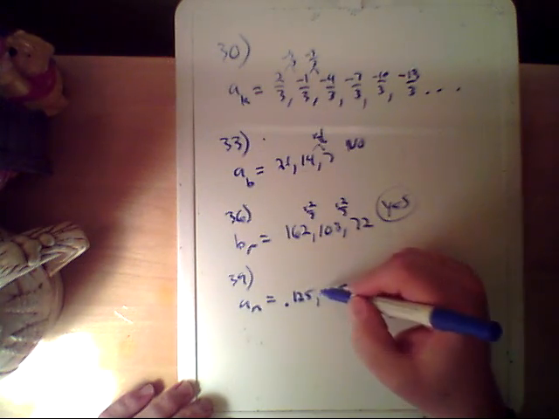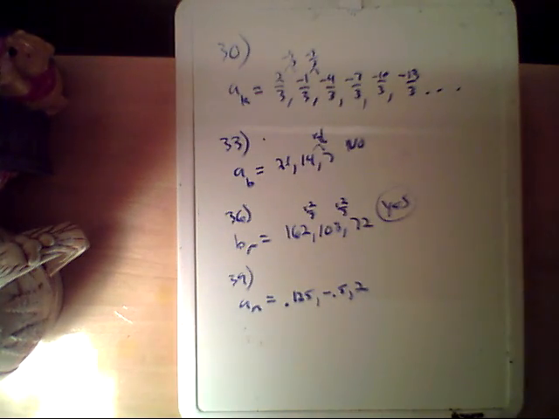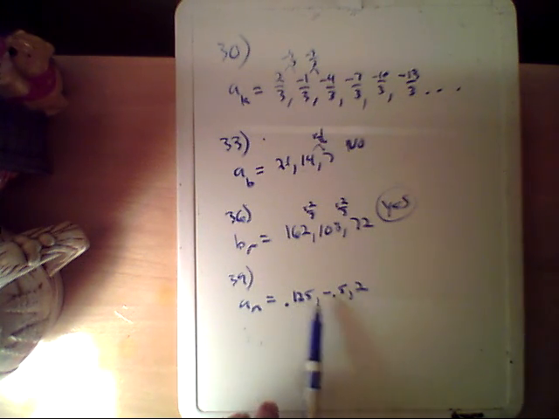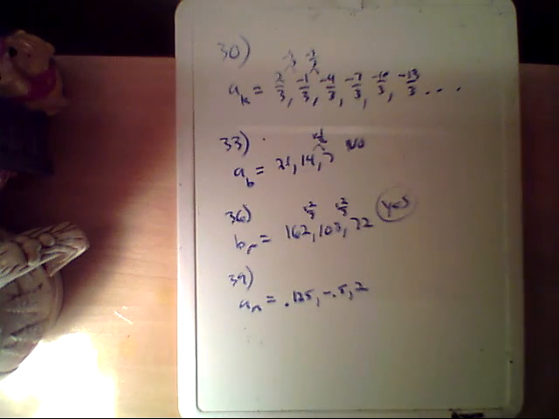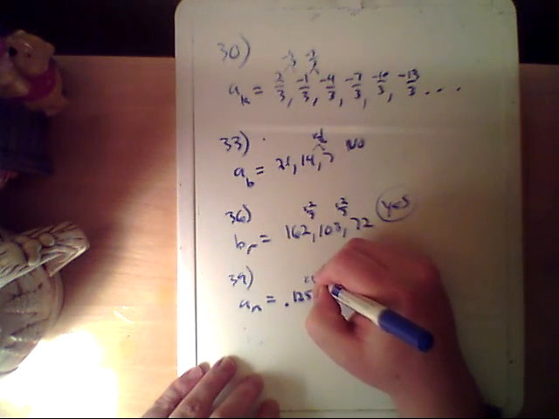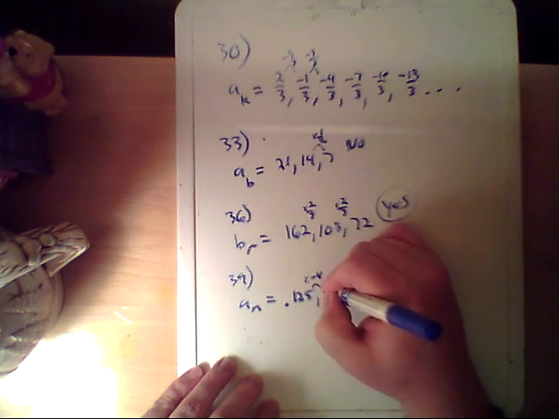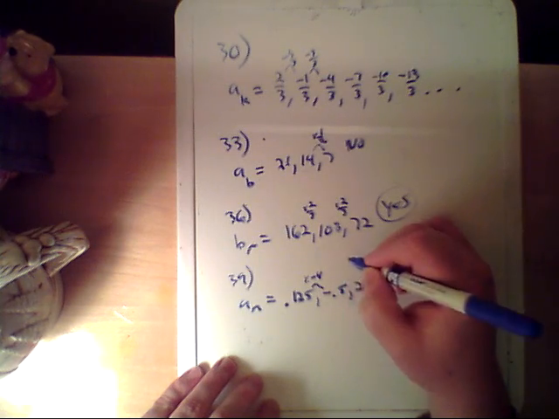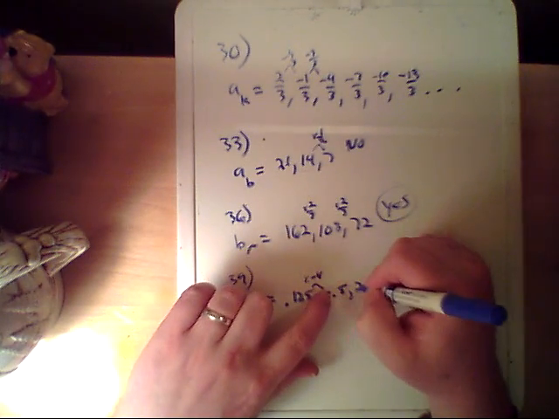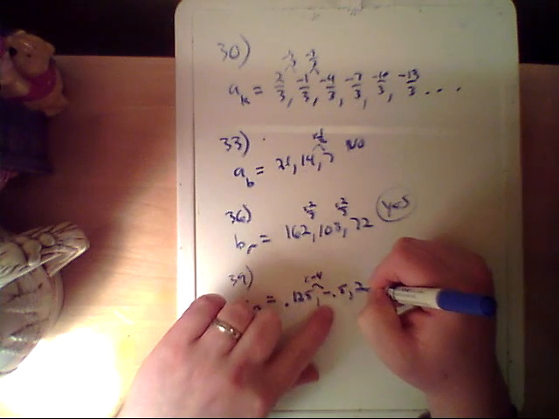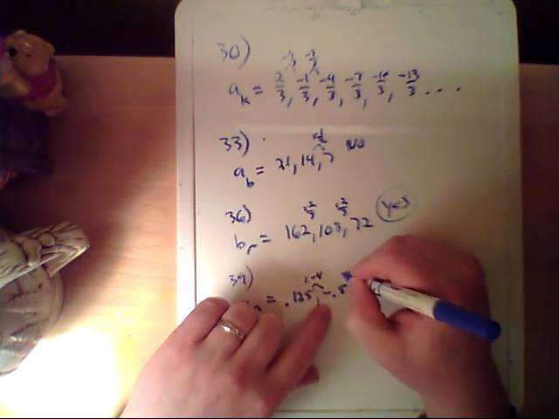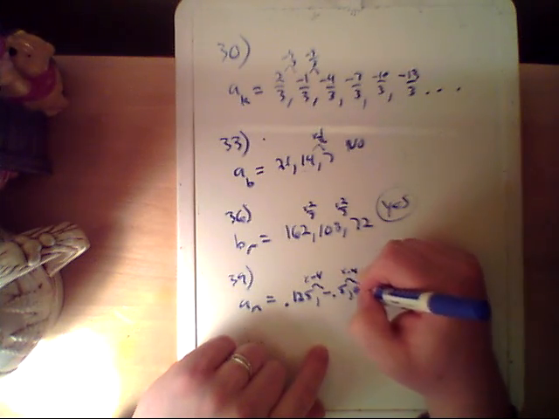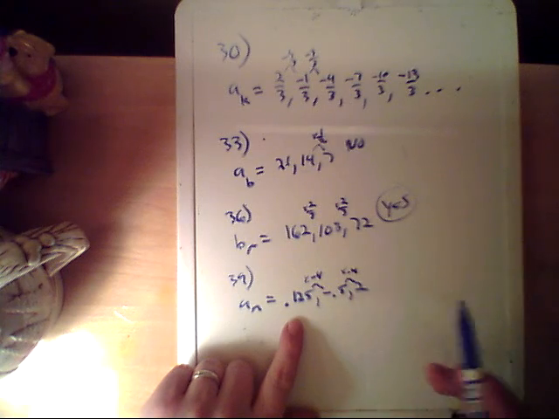What's the ratio of these two terms? 0.125 is an eighth, and 0.5 is a half. So if we multiply 0.125 by 4, we're going to get 0.5, but this is negative. So look what happens if we multiply this by -4. 0.125 times -4 is -0.5, and -0.5 times -4 is 2, since a negative times a negative is a positive. So our common ratio here is -4.